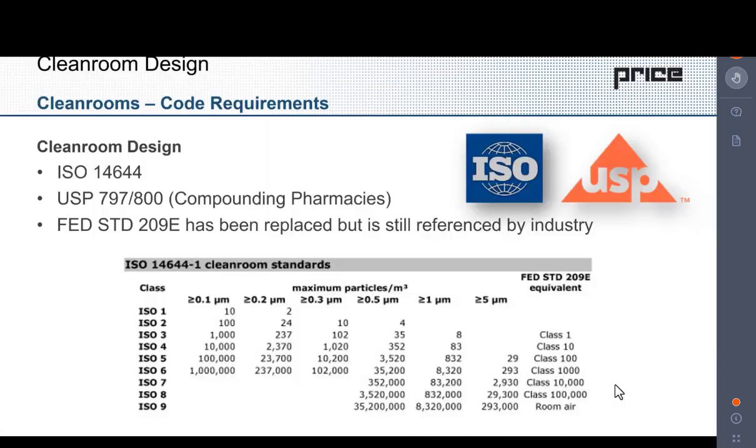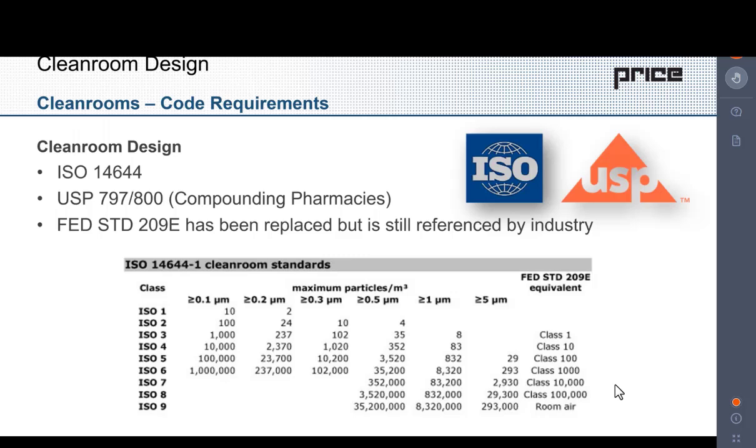Thank you, Dirk. So the main standard that is going to be governing cleanroom design in North America is ISO 14644. How ISO lays out these cleanrooms is to generate nine different ISO classes. ISO 1 is going to be the most clean with the most strict requirements, and ISO 9 is going to be the least clean with the least strict requirements.